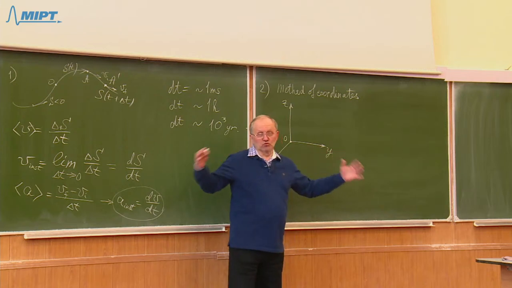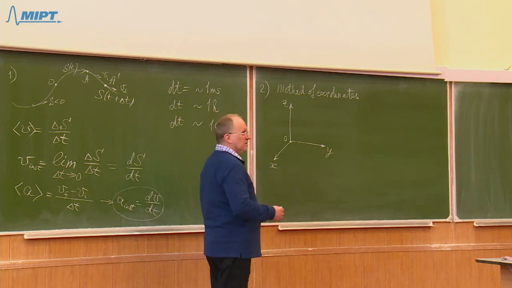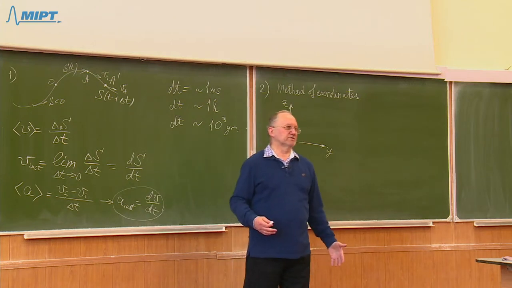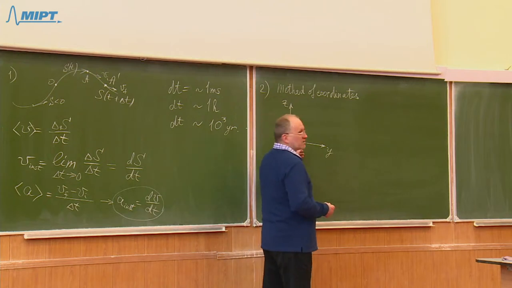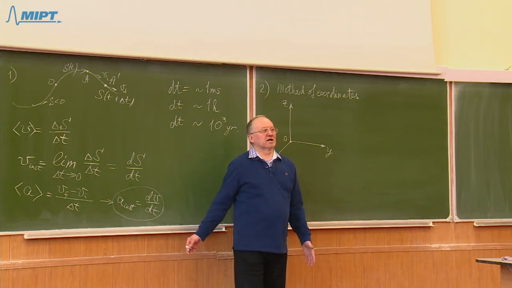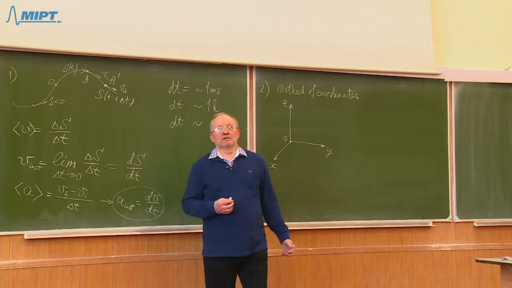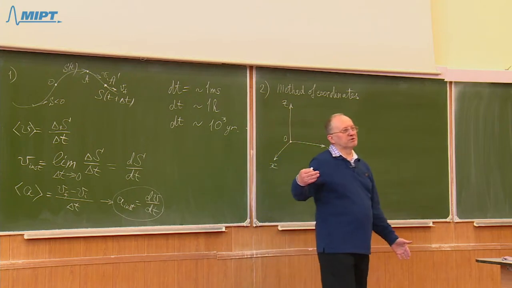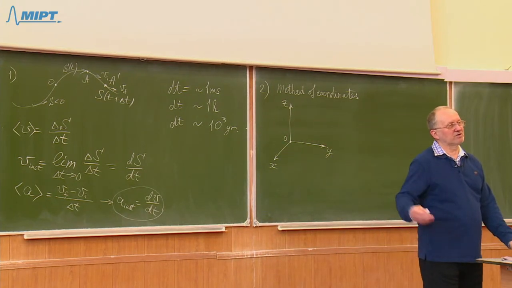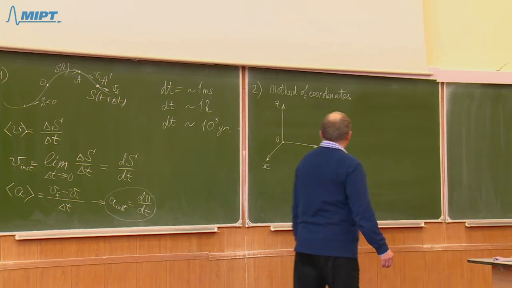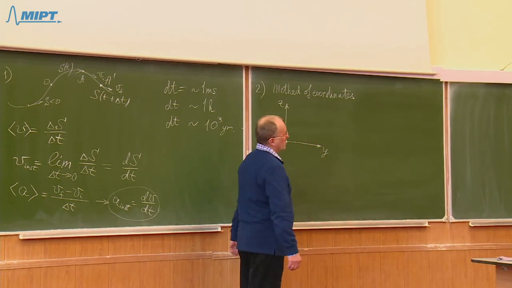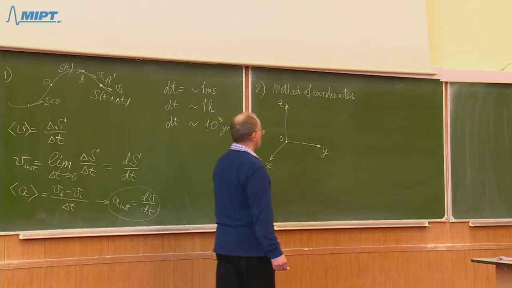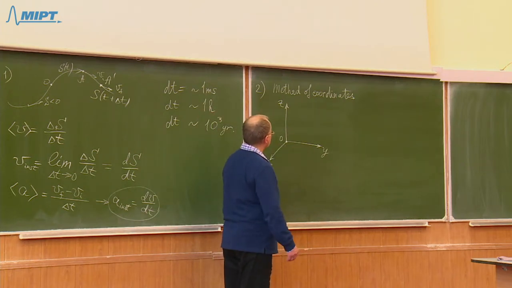It may be this room in which we are sitting. The coordinate system may be associated with our planet Earth, or with distant stars, for example, or with a ship traveling somewhere in the seas, in the ocean. Any body, any rigid body, any real object may be taken to associate the coordinate system.